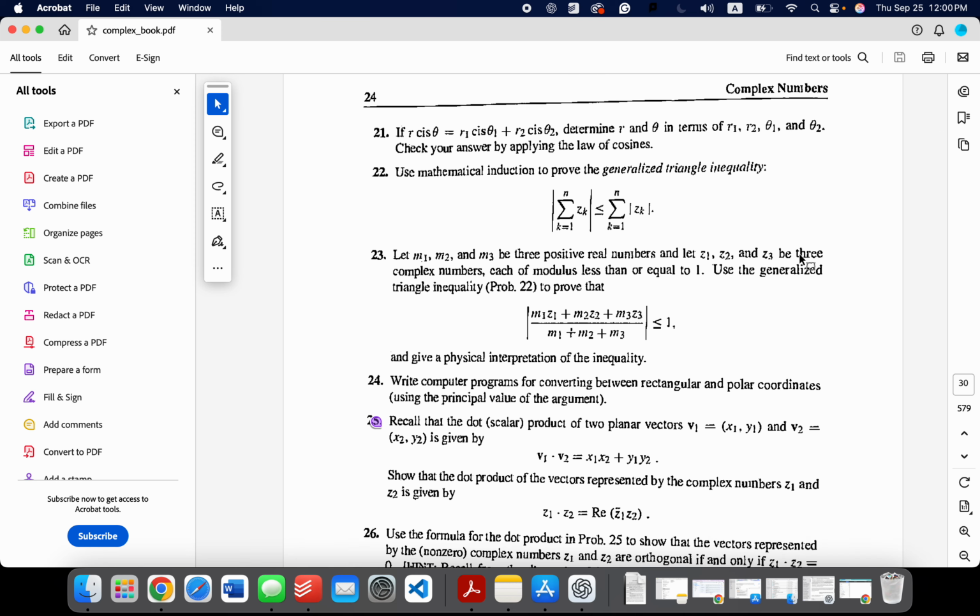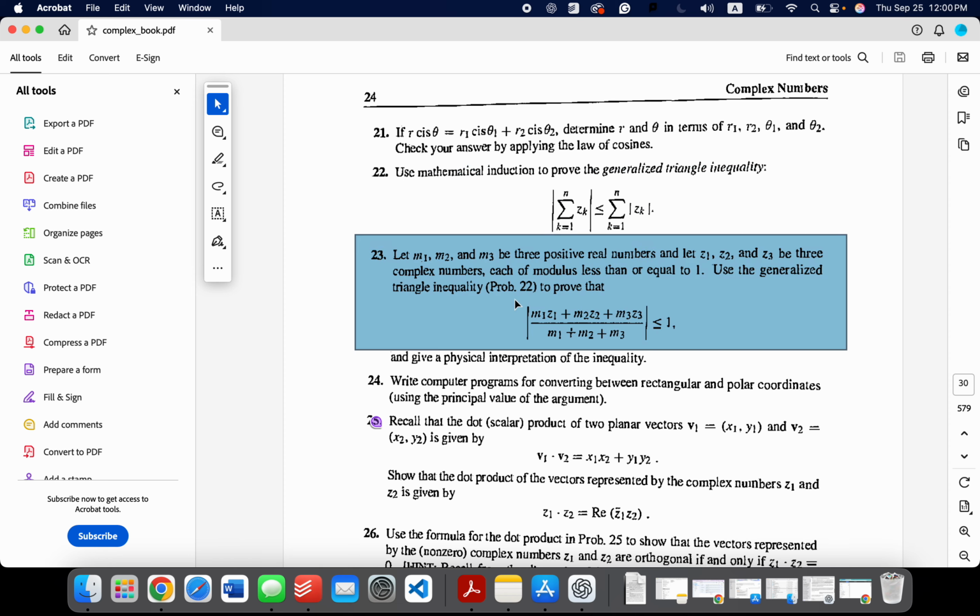I've been kind of slow at these problems. Like the generalized triangle inequality took me longer than I expected. And then the next problem was this one. Let m1, m2, m3 be three positive real numbers, and z1, z2, z3 are complex numbers, each of modulus less than or equal to 1, and then use this generalized inequality to prove this.